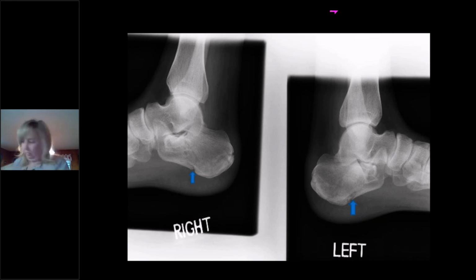Here's a good example of a patient, and these are not mismarked. This patient actually presented with bilateral calcaneal fractures. This is the right, obviously the left. And if you look at that, you see some of these lucencies, and those lucencies are actually fractures. When the calcaneus breaks, it's not like a twig where it just breaks in two. It more or less shatters.